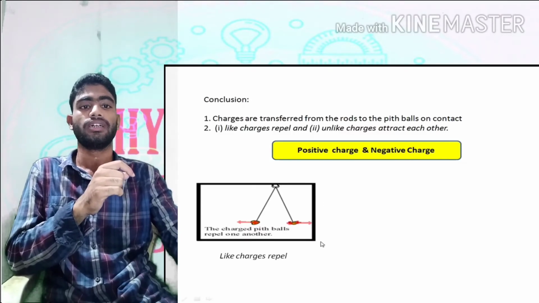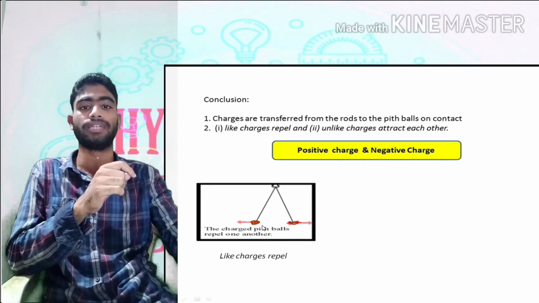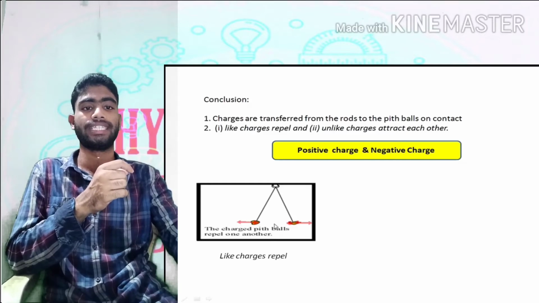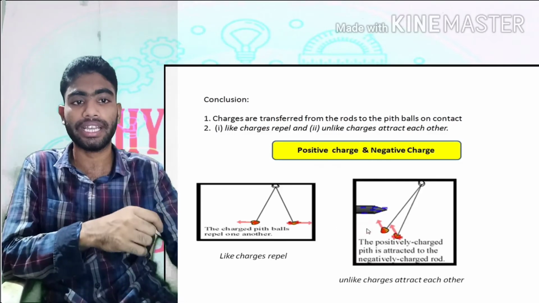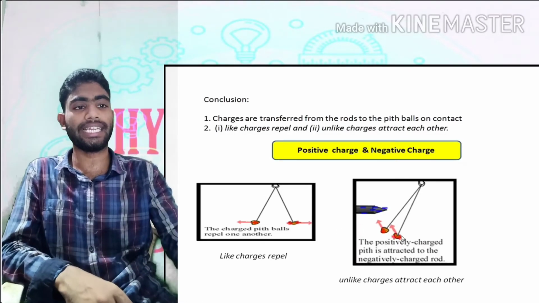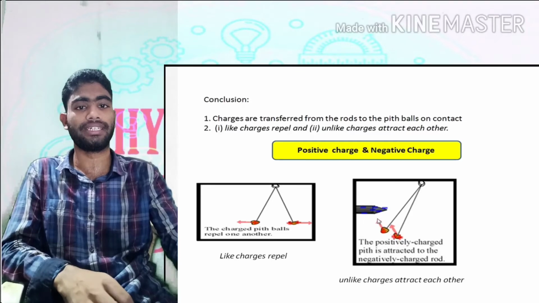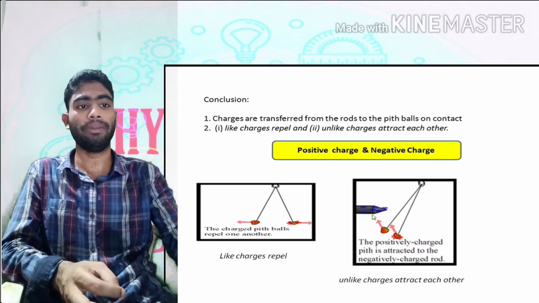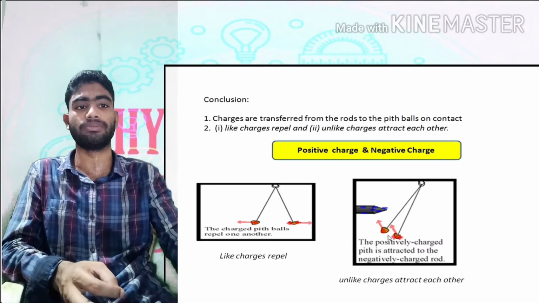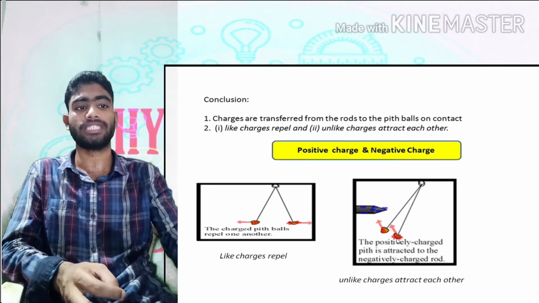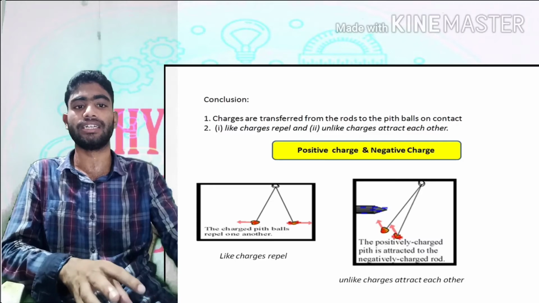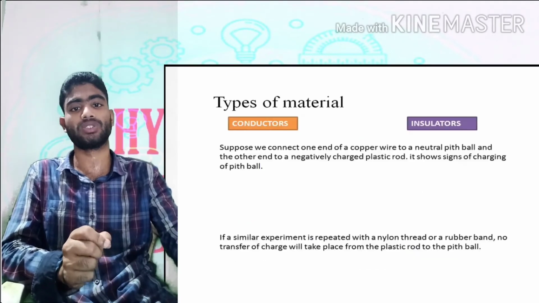So look at this figure. Here the two pith balls have the same charge. It may be positive or it may be negative. As both balls have the same charge, they get repelled from each other. But in the second case, when we bring an ebonite rod near a pith ball, they attract each other because the ebonite rod has a different charge and the ball has a different charge. So from this we conclude that like charges always repel and unlike charges always attract.